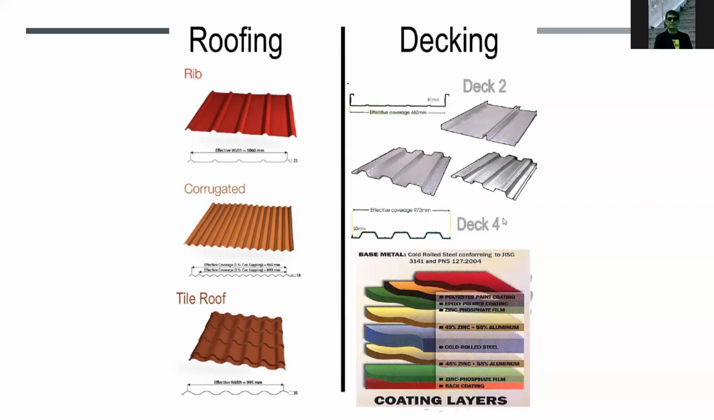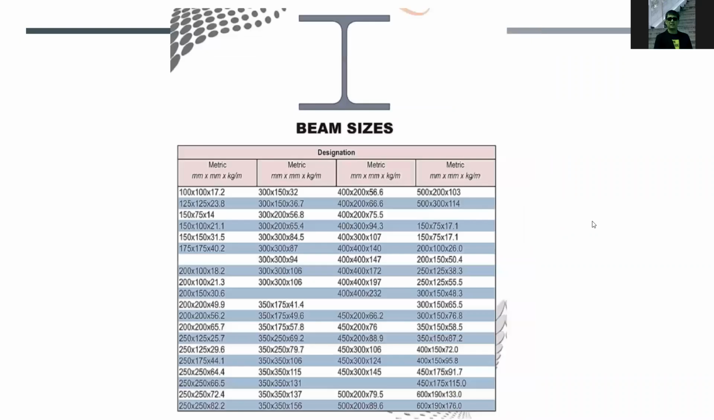With decking, you will pour concrete on top of it. You will not use formwork, but instead use a steel decking, and you will not remove the decking afterwards. After you pour the concrete and the concrete is cured for the slab, you will not remove the steel deck. That will be part of the structural reinforcement of the slab. So the beam sizes, these are the different sizes of beams available in the market.